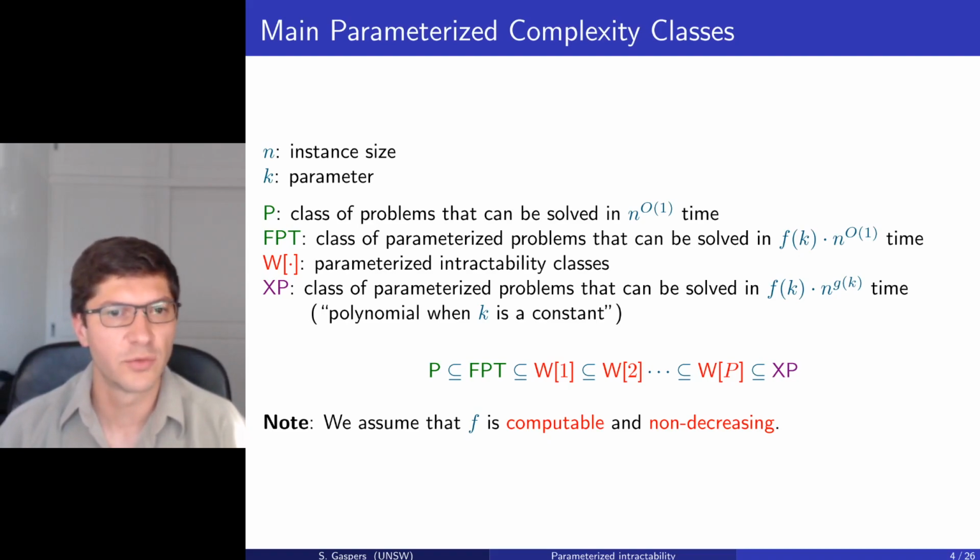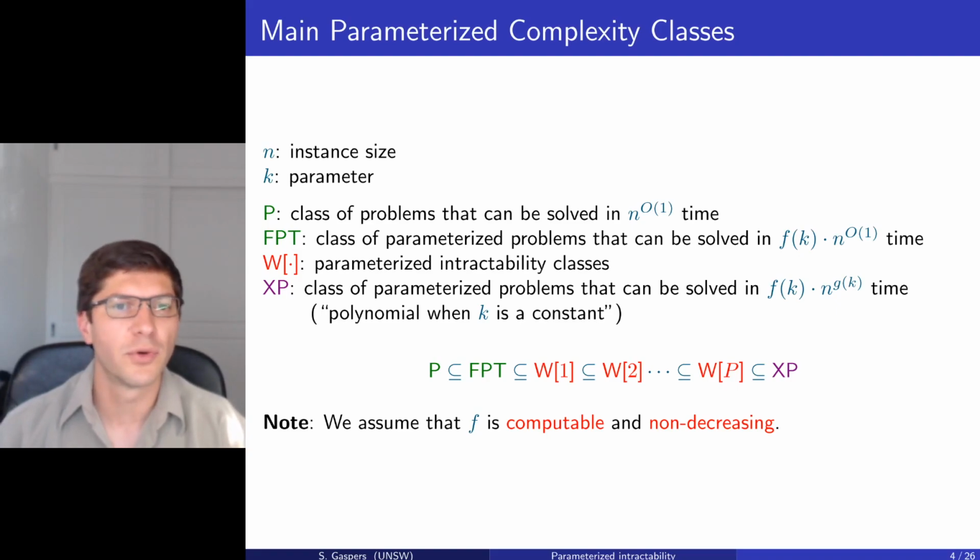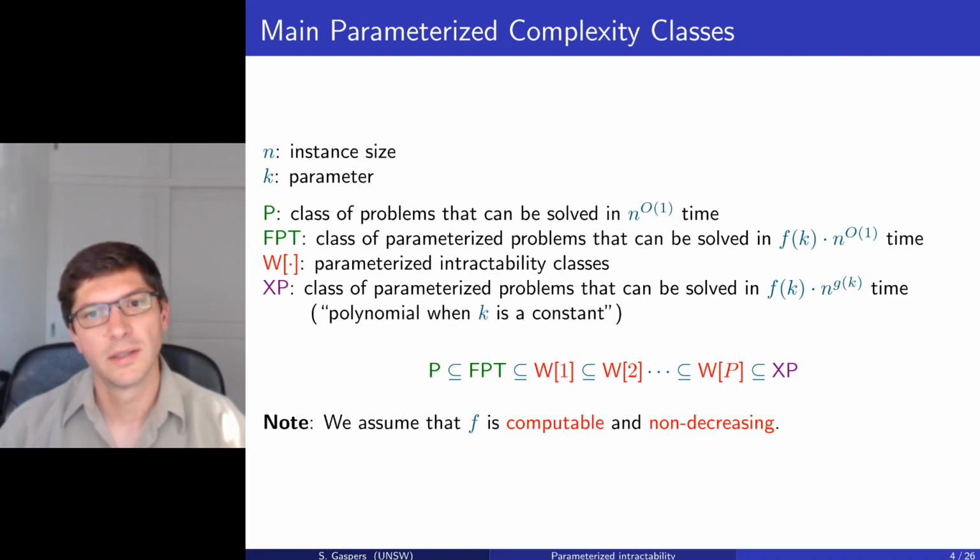XP is the class of those parameterized problems that can be solved in time f of k times n to the power g of k for some function g. So those are those problems that can be solved in polynomial time when k is a constant. But in between FPT and XP, we have these parameterized intractability classes. So even for problems that are in XP, they allow us to show that they are probably not in FPT unless something unexpected happens.